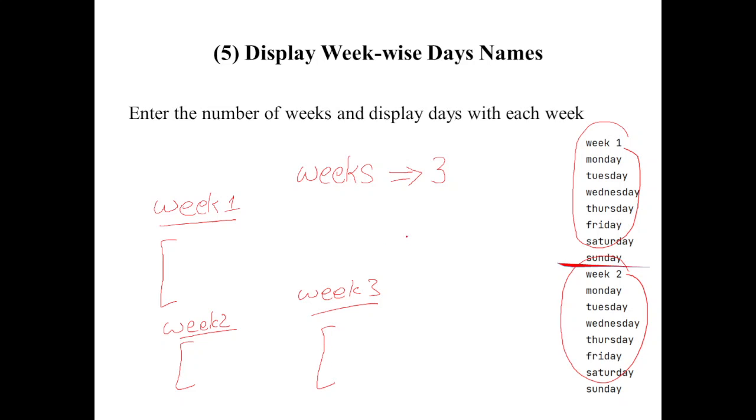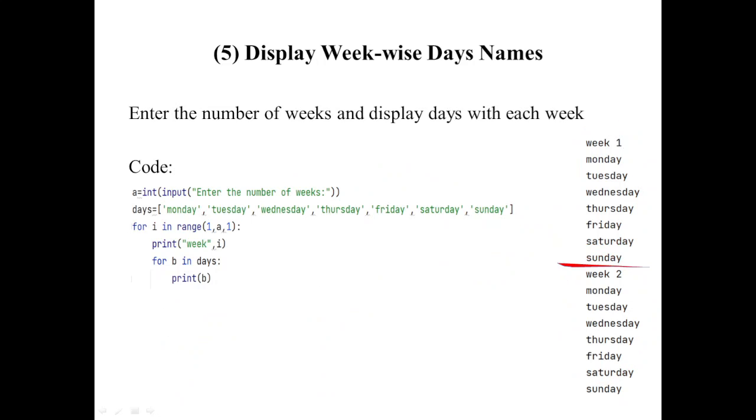What will we do in this code? We will define two loops. First loop will control the weeks. Let's suppose we use outer loop that can be while or for. So outer loop will control the weeks and inner loop will control the days. So in this way we will use two loops, a loop within another loop, in which an outer loop will control the weeks and inner loop will control the days.